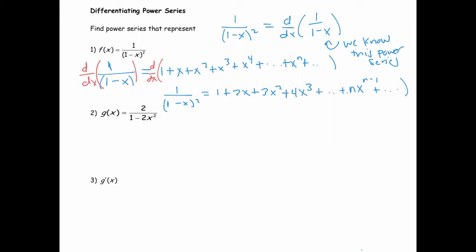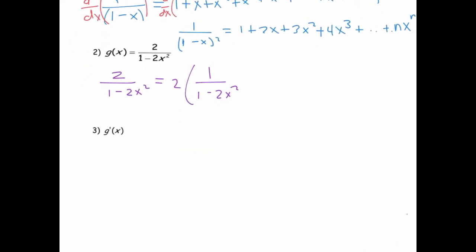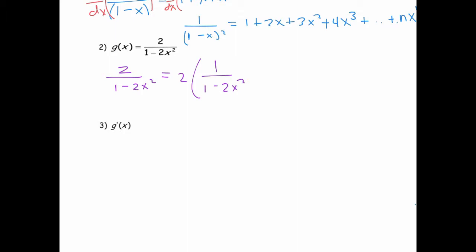Okay, so how about the one below it? Well, let's find the power series for 2 over 1 minus 2x squared. So I think I'm going to view that as 2 times 1 over 1 minus 2x squared. I'm going to zoom in a little bit. And the reason I want to do that is because I want to view this as 2 times the power series in which this is like my r value in a geometric, and that's my a value.